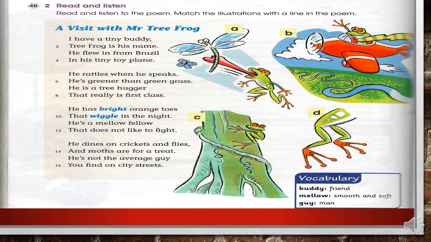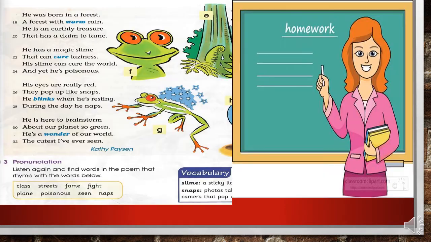Now, what do we call the sound of frogs? Yes, frogs rattle. Okay, now what is the color of this frog? Of course, it is green and greener than grass, and his eyes are red. Now, his food is crickets and small insects like crickets, fleas, and moths. So, these are his favorite meals during the day. And when the writer said he was born in a forest with warm rain, he means the rainforests.